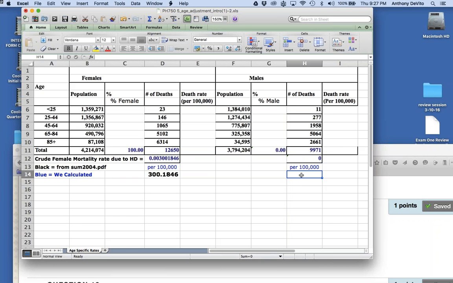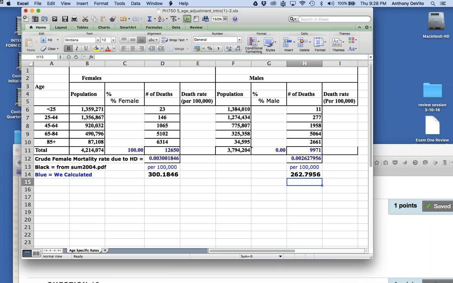So let's see what the male mortality rate is going to be equal to. It's going to be equal to 9,900 men over 3,700,000. It's going to be 0.002. And if I want it per 100,000, I'm going to take this number and multiply it by 100,000. Okay, and so the rate at which males die in this population is 262, almost 263 per 100,000.